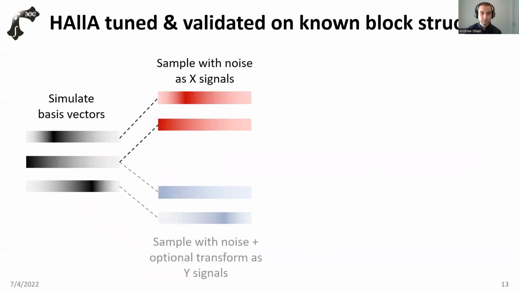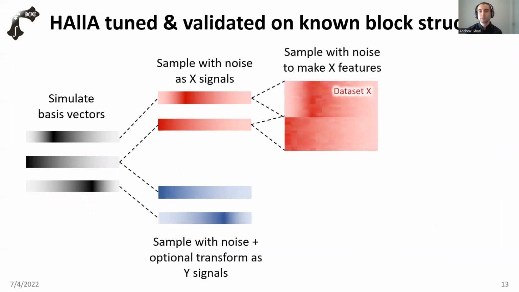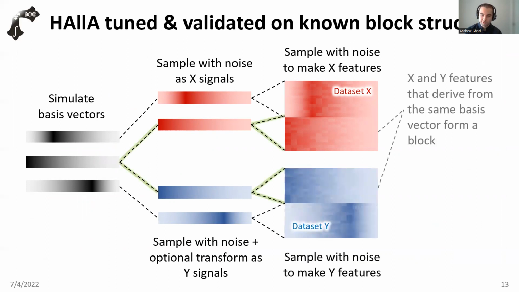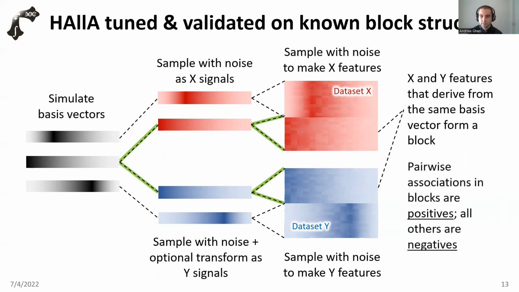simulating data sets with the known block structure. This was done using randomized initial basis vectors. And this gives us features where we know what the blocks should be. And then we have these paired data sets where we know what the blocks should be. And then we hand those to HAllA and see the true positives and false negatives that we get.